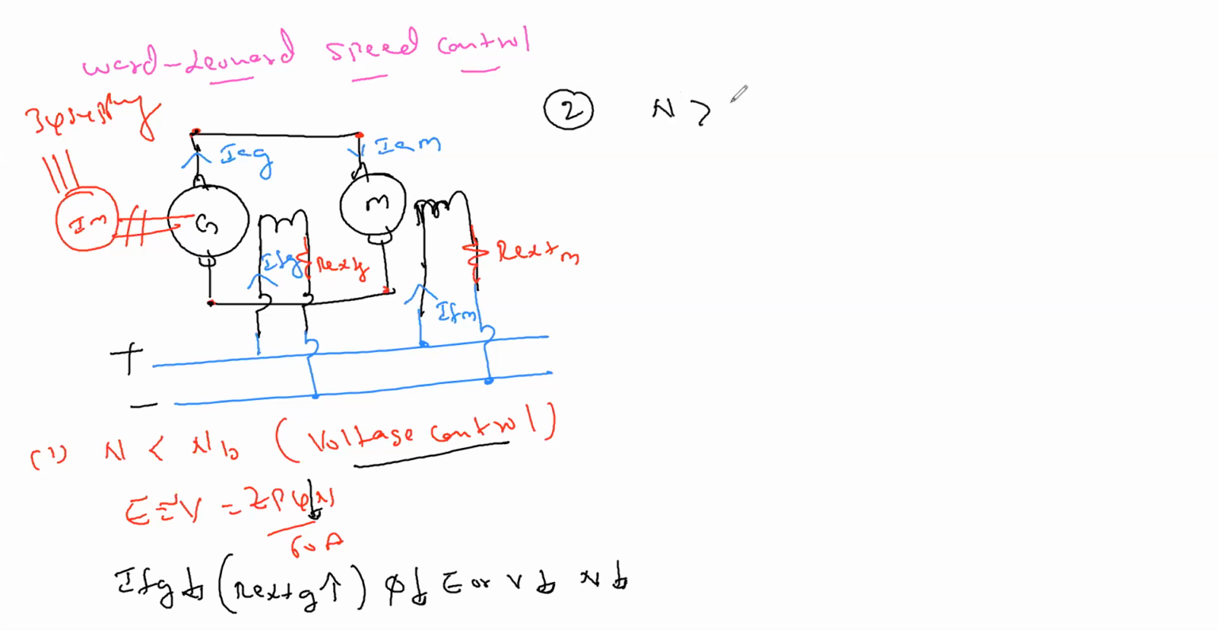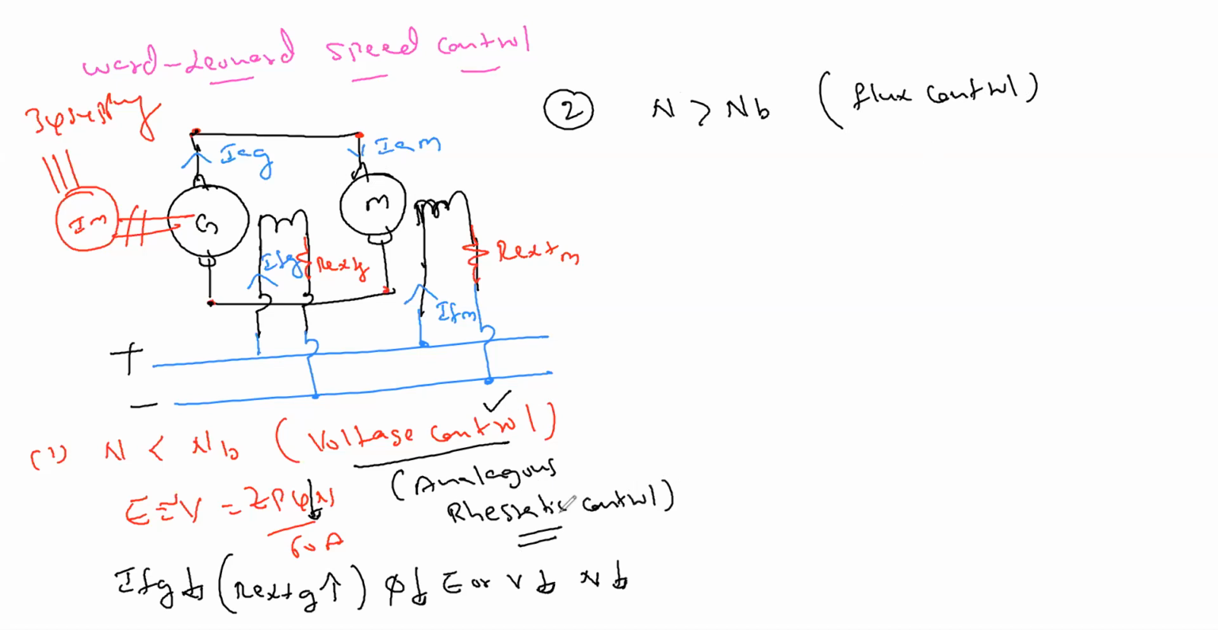Second one, n greater than base speed. ज्यादा स्पीड मिलेगा हमको, कौन सा कंट्रोल है? Flux control. Your voltage control is analogous to, have you seen here now? This is analogous to rheostatic control method. Do you agree with me? आर्मेचर rheostatic control method में हमने क्या किया? Additional resistance आर्मेचर में include कर दिया, उस समय मोटर का स्पीड कम हो गया. Instead, what we are doing, supply voltage itself is reduced. Supply voltage to the motor itself is reduced, so that motor का speed कम हो जाएगा.